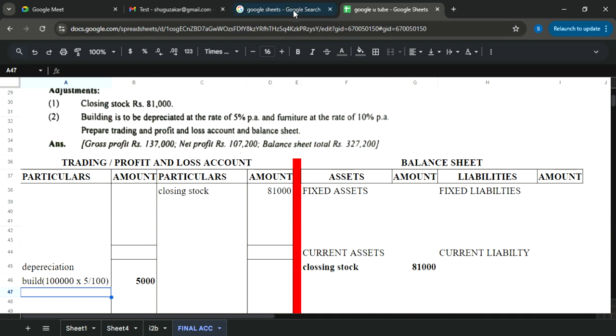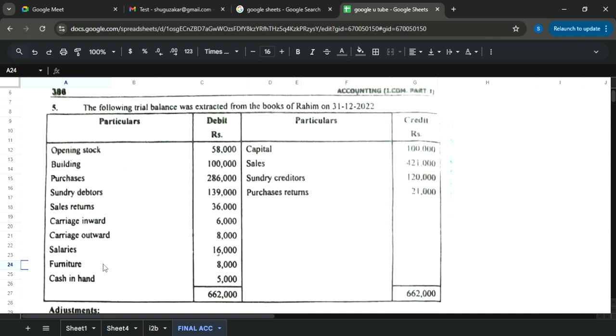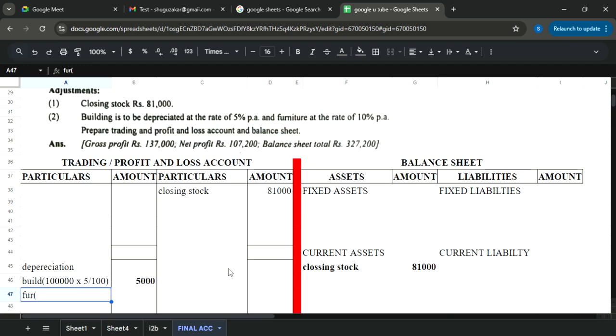Now second depreciation, look at here, furniture at the rate of 10%. So now you will calculate depreciation of furniture. For that you will see how much amount of furniture we do have. Look at here, this is your furniture, amount is 8,000. So here you will write 8,000 and rate of depreciation, furniture at the rate of 10%. So multiply by 10 divided by 100, 8,000 multiply by 10 divided by 100. So you have got your second depreciation.